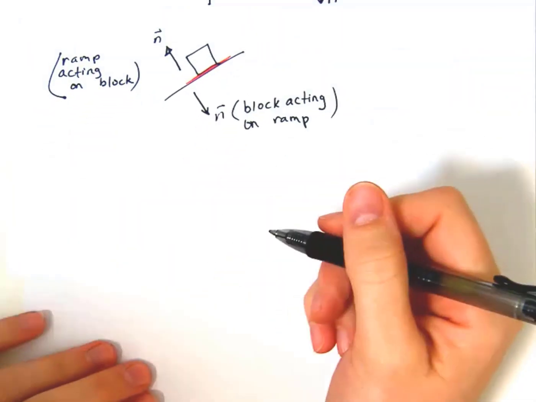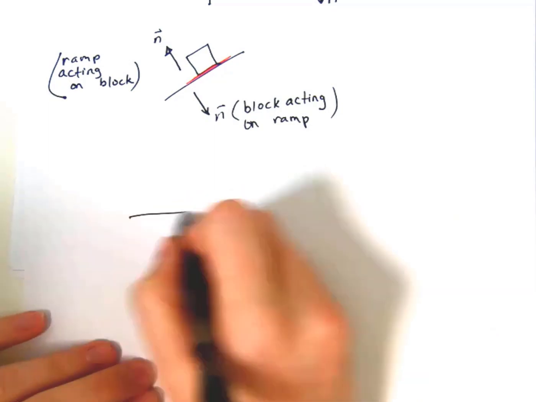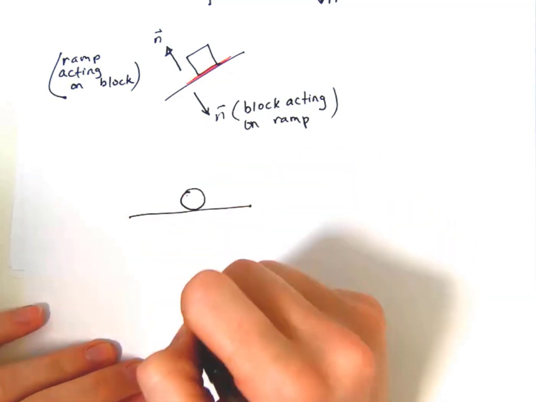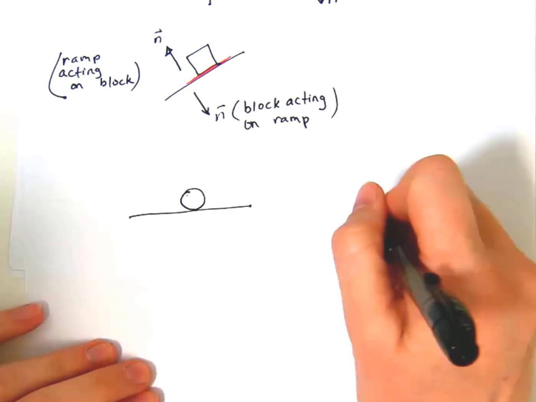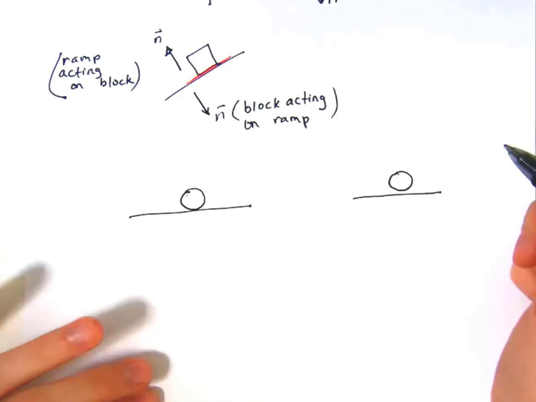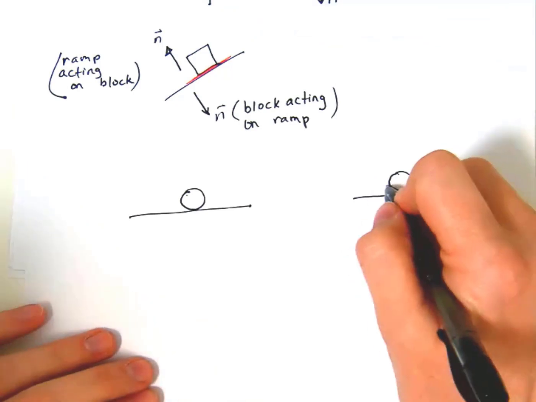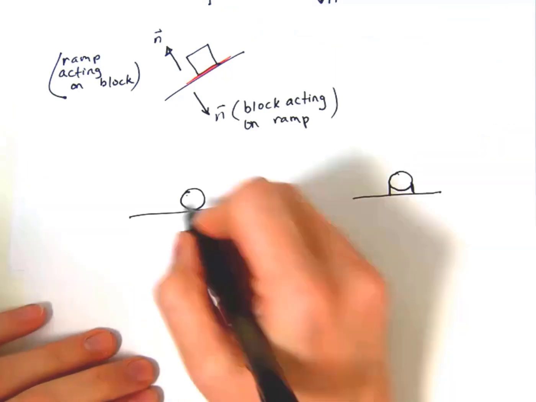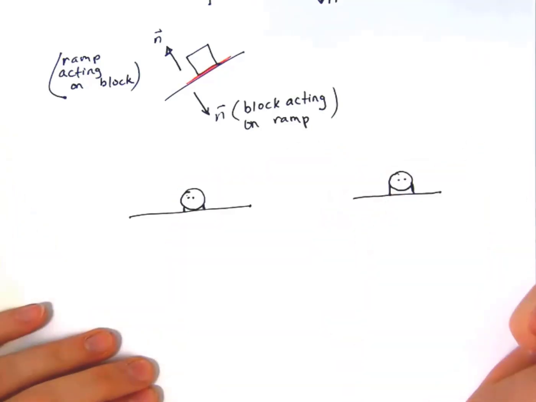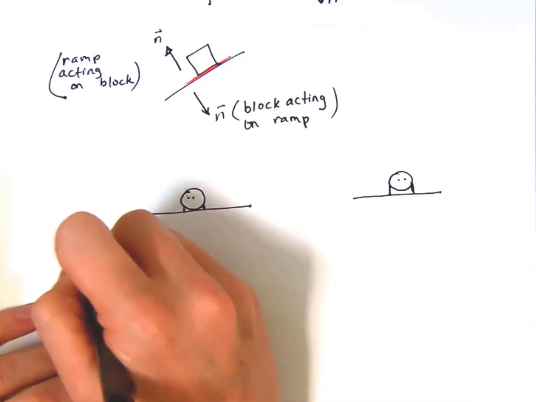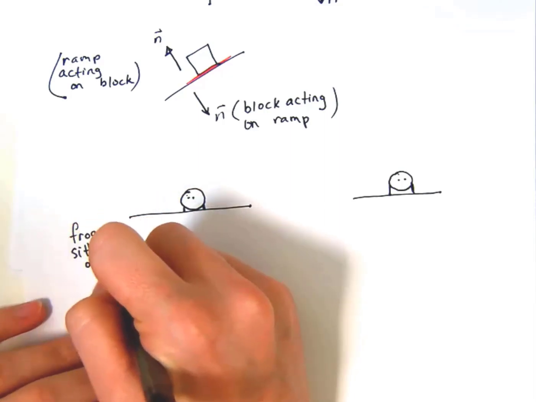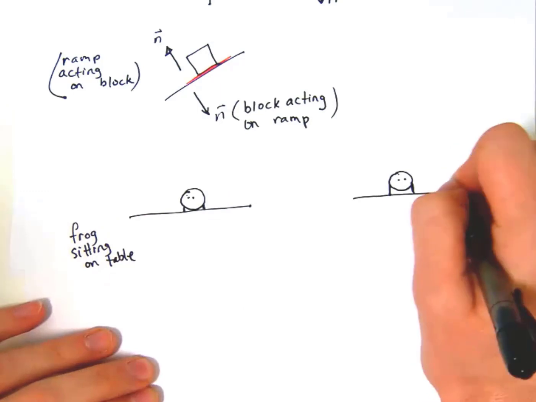And then let's do a little bit more. Just introduce this idea for a second. Let's say we have a frog sitting on a table. And then a frog sitting on a table, well, it's kind of extending its legs, in the process of jumping. Look, there's my frog, right? Frog sitting on table. And this is going to be frog while jumping.